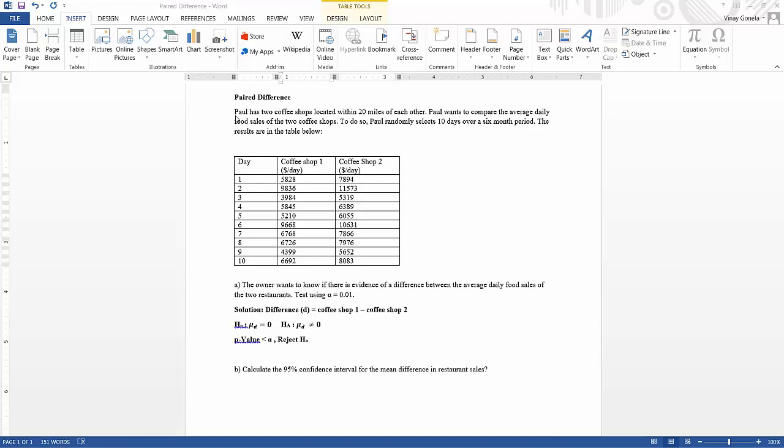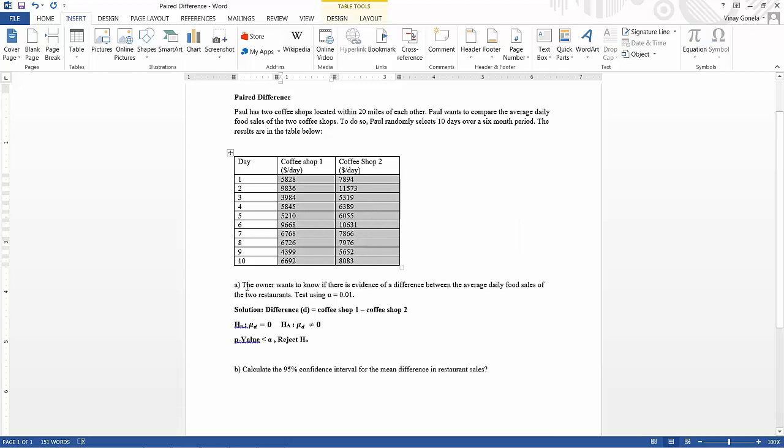Here is our question. Paul has two coffee shops located within 20 miles of each other. Paul wants to compare the average daily food sales of the two coffee shops. To do so, Paul randomly selects 10 days over a 6-month period. The results are in the table below. So here is the data which we obtained.